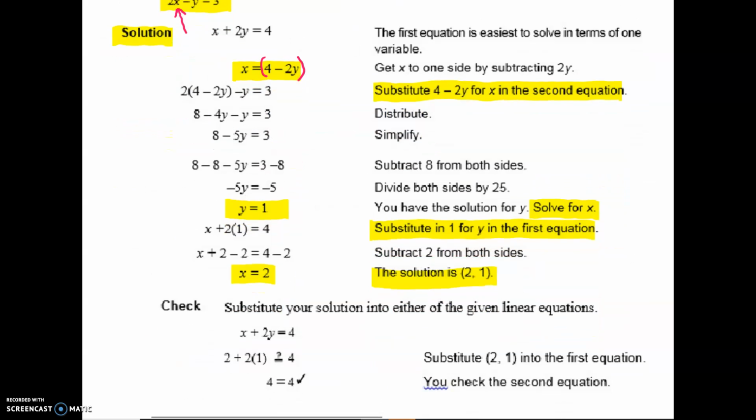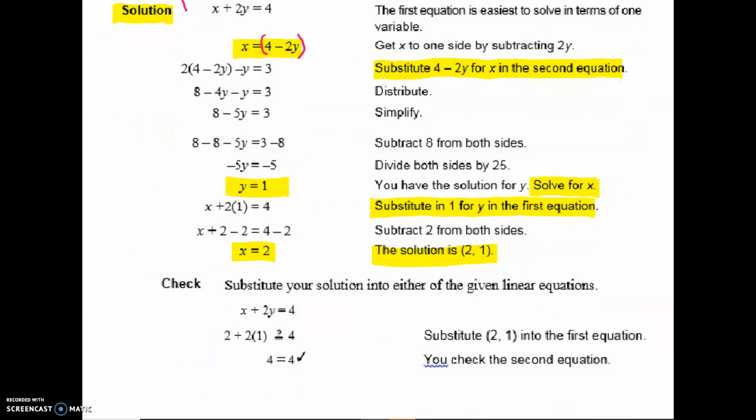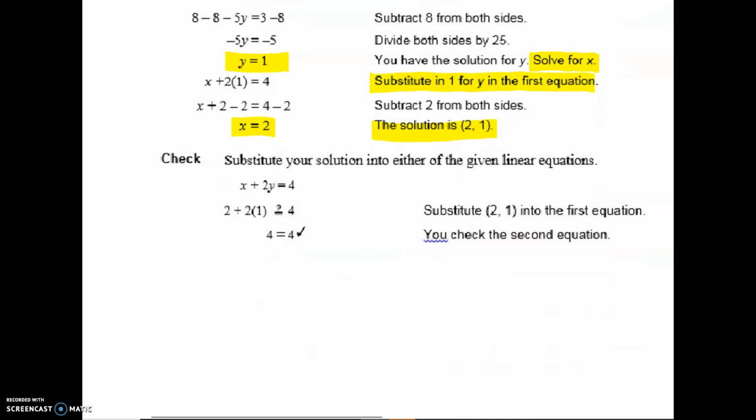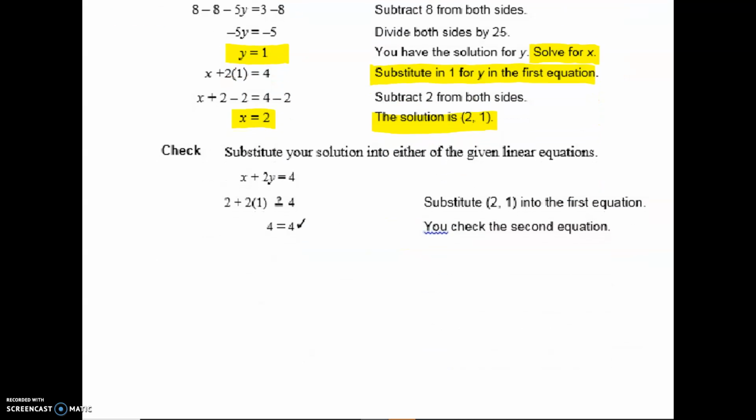So we have an example there that's all worked out. You can check your solution. We would take our ordered pair and we should be able to plug it into both equations and it should work and be true for both equations. So we can always check our work and make sure that we ended up with the right solution.